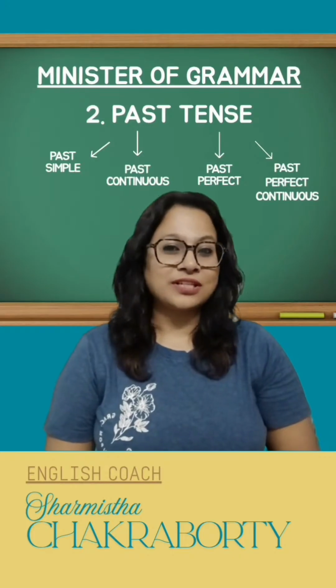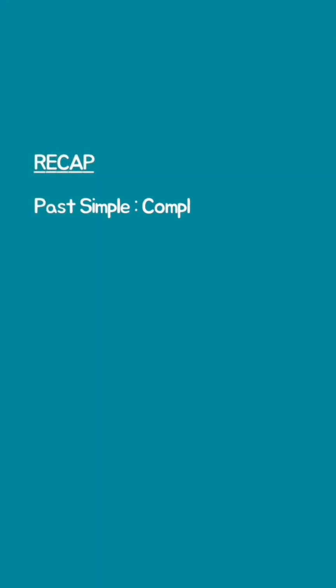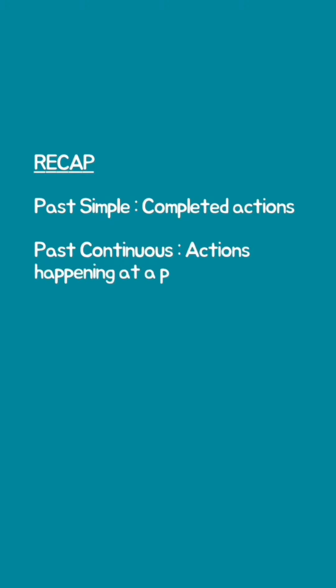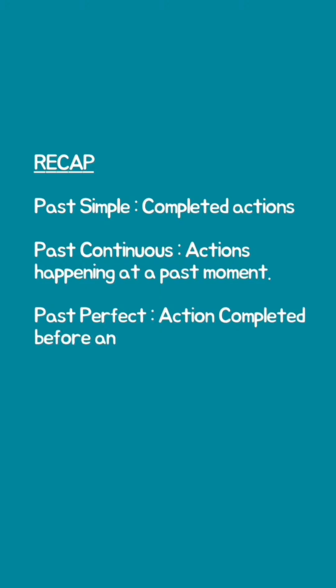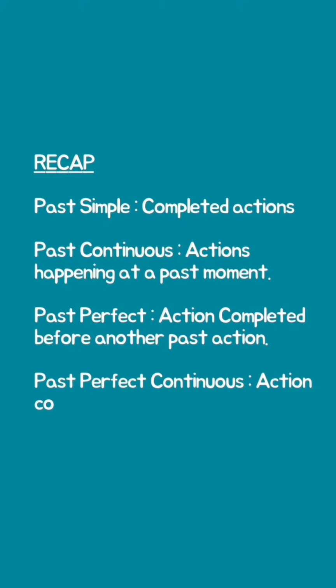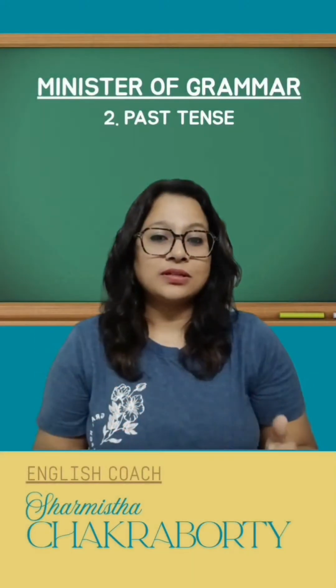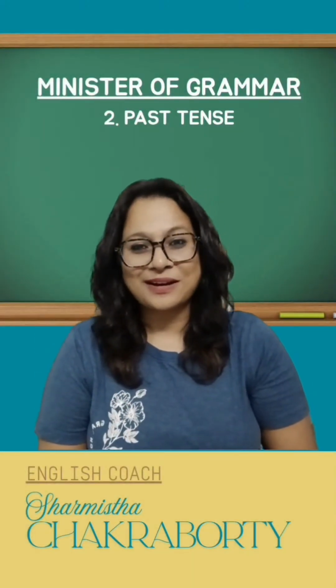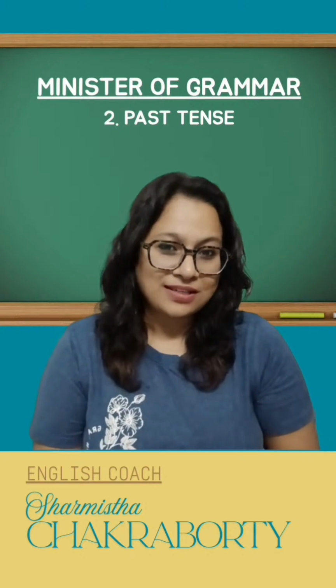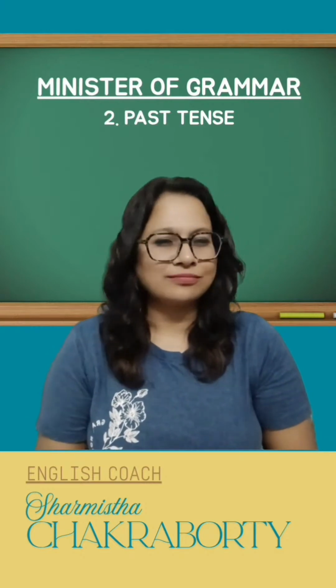Here's a quick recap of today's class. Past simple, completed action. Past continuous, action happening at a past moment. Past perfect, action completed before another past action. Past perfect continuous, action continuing for some time before another action. And that's how the Minister of Past helps us to describe our stories from yesterday, last year, or far, far ago.